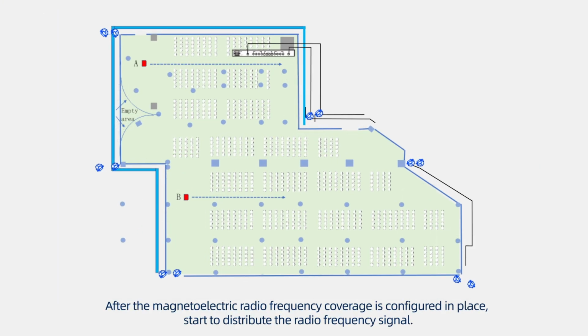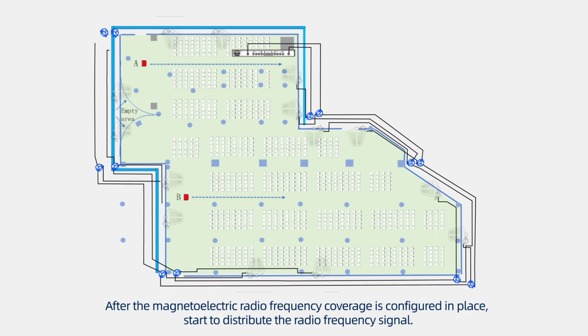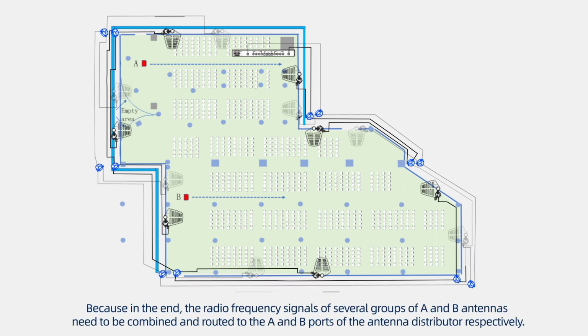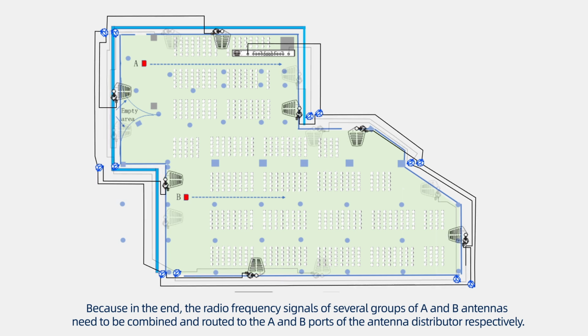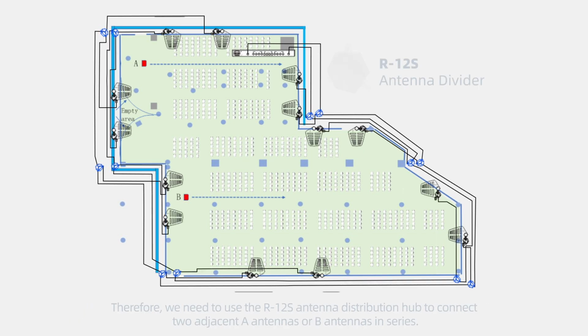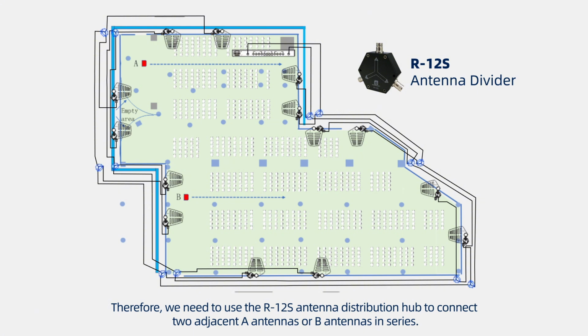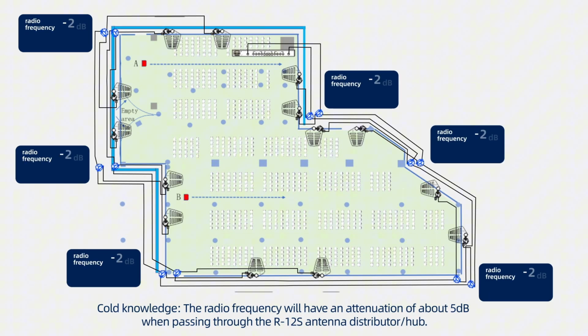After the radio frequency coverage is configured in place, start to distribute the radio frequency signal, because in the end, the radio frequency signals of several groups of A and B antennas need to be combined and routed to the A and B ports of the antenna distributor respectively. Therefore, we need to use the R1 to S antenna distribution hub to connect adjacent A antennas or B antennas in series. Cold knowledge: the radio frequency will have an attenuation of about 5 dB when passing through the R1 to S antenna distributor hub.